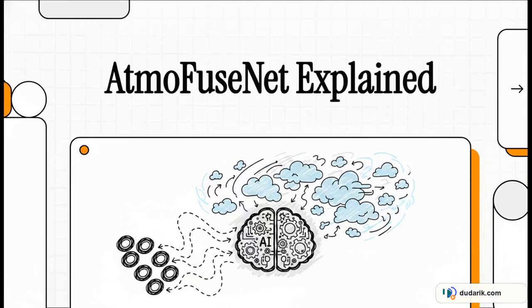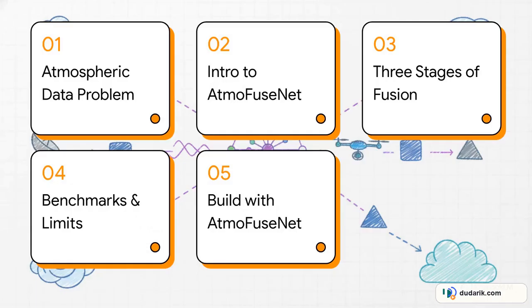Today, we are unpacking a genuinely fascinating new paper fresh off of arXiv that is tackling an absolutely massive problem in meteorology. We're talking about how to accurately reconstruct four-dimensional cloud fields using just a handful of ground sensors. The AI framework is called AtmoFuseNet, and I promise you the way this system pieces together the sky is nothing short of incredible. Here's our quick roadmap for today.